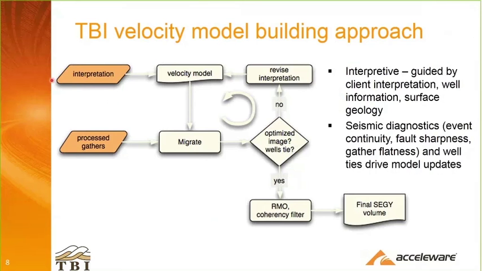So we'll start with our interpretation and use that to build our velocity model, use our velocity model to migrate our process gathers, and then evaluate whether we've optimized the image and how well our wells tie. Most likely not very well for the first few iterations, so we revise our interpretation, update our velocity model, and repeat this loop. And we may go through 5, 10, 30 plus iterations depending on the complexity of the data and the complexity of the model. Once we're happy with the result, we apply some post-processing and output final SEG-Y volume.